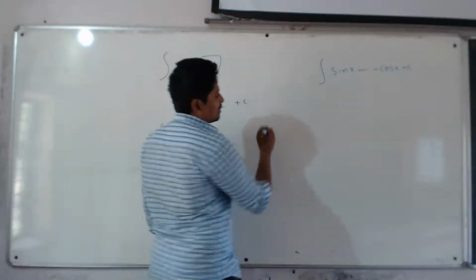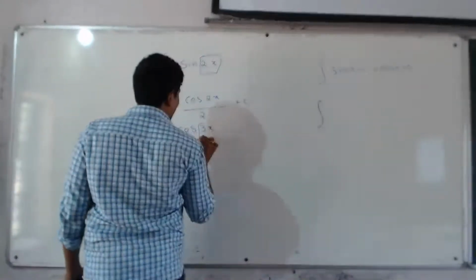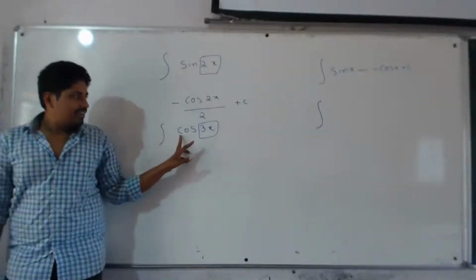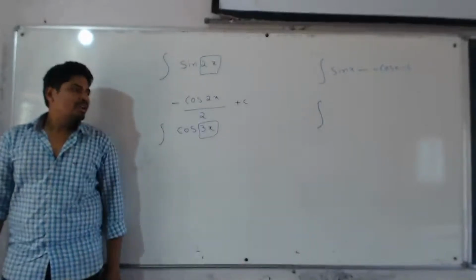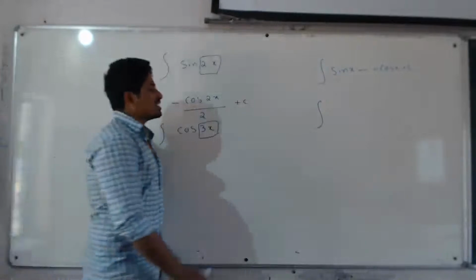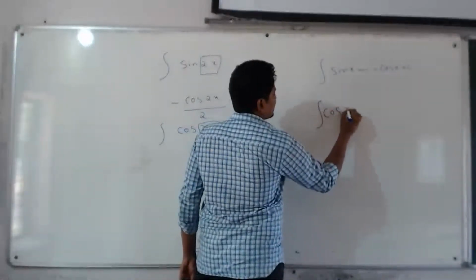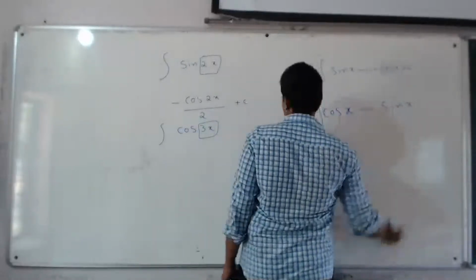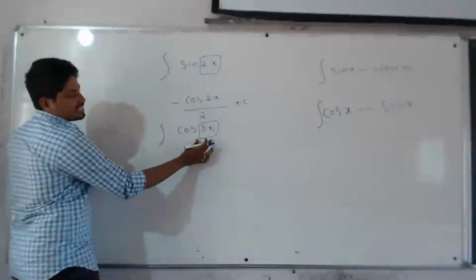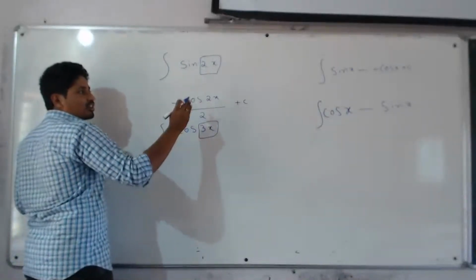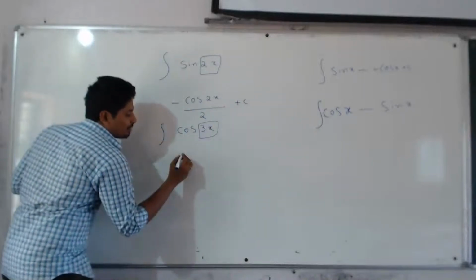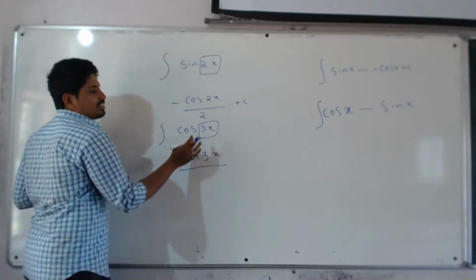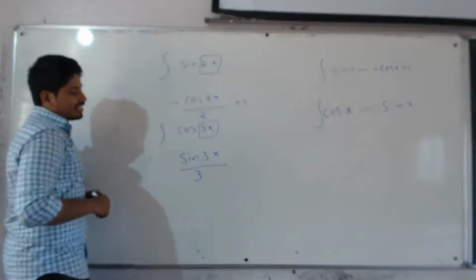See here, what formula do we require here? If we consider this as x, then it will convert into the formula type cos x. What is integral cos x? Integral cos x is sin x. So for cos of something, it will be sin of that something, upon the x coefficient, which will come in the denominator.